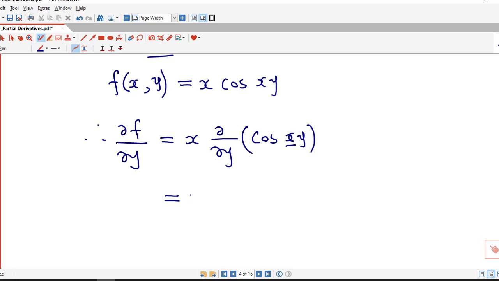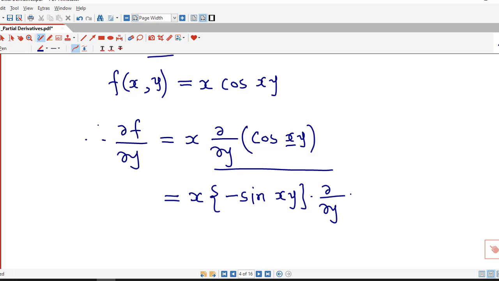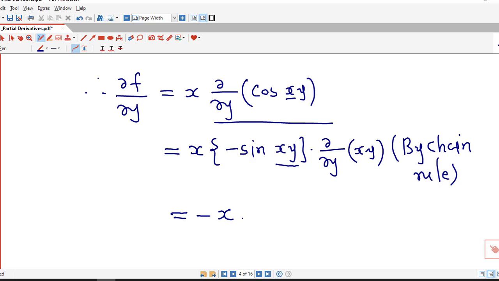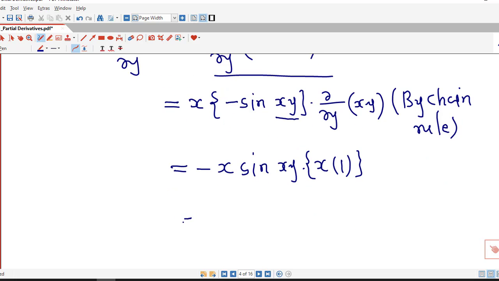So x is constant, and to differentiate this we have to apply the chain rule. The derivative of the cosine function is minus sine, and in the product we have to write the partial derivative of x into y with respect to y. This is by the chain rule. We are applying the chain rule for ordinary derivatives because x is constant, the derivative of cosine is minus sine, and here we have to differentiate x into y with respect to y. So I can rewrite this as minus x sine xy. Here x is constant and the derivative of y is 1. So finally it is going to be minus x square sine xy.